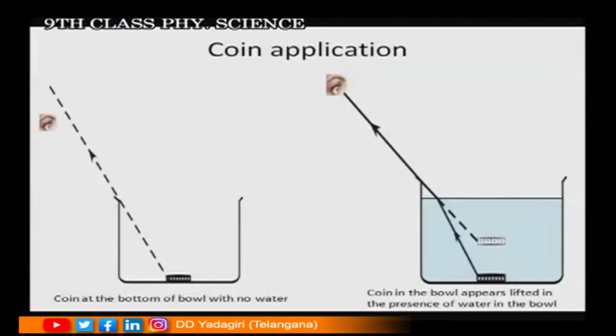Now let us observe this coin experiment once again. In this coin experiment, the rays from the coin are passing through the air medium and we see the coin. But when water is poured in the glass tumbler, the coin appears to be lifted. It is raised to a particular level. This apparent lifting of the coin is because of the principle of refraction. Before understanding the concept of refraction, let us look into the fundamental principles and a few technical terms.